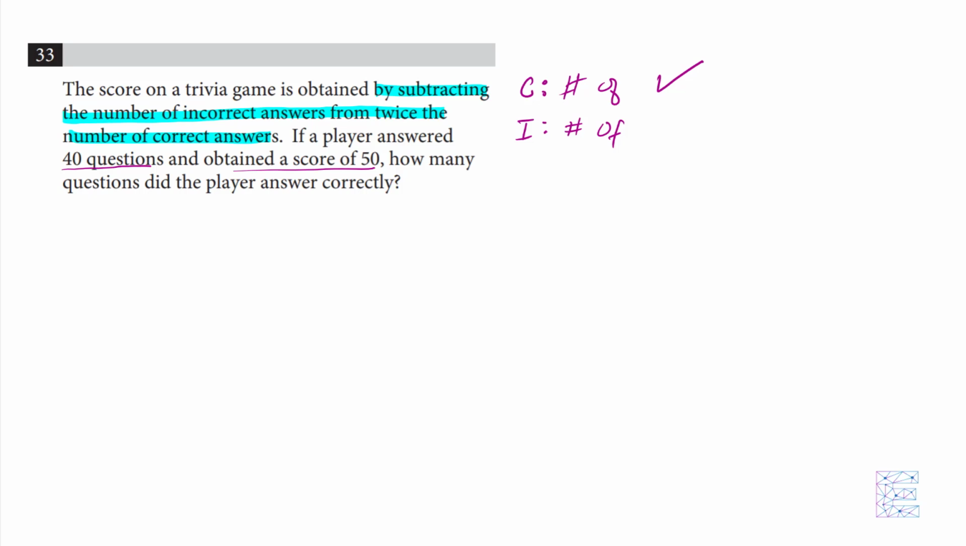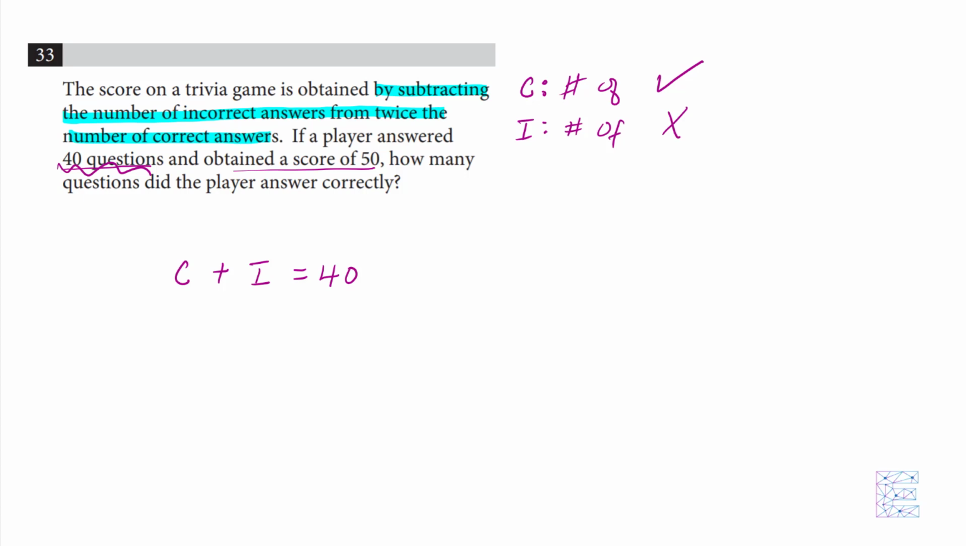So with that said, we can just do a simple count. We know that this player answered 40 questions in total. So if you're just counting questions alone, we know the number of correct questions plus the number of incorrect questions should add up to 40 questions in total.